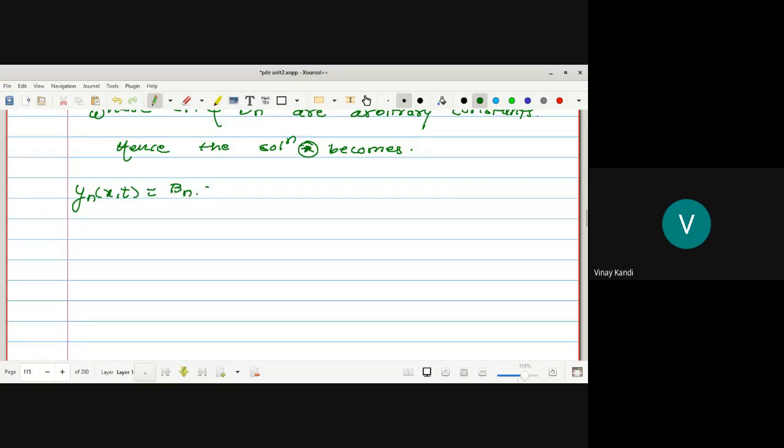Bn into sin n pi x upon L. Okay, this is the value of Xn of x. Now Tn of t is Cn into cos n pi ct upon L plus capital Dn into sin n pi ct upon L. Okay, so this is yn of x. Why is it written as yn? Because your n changes: 1, 2, 3, 4, that is why it is written.